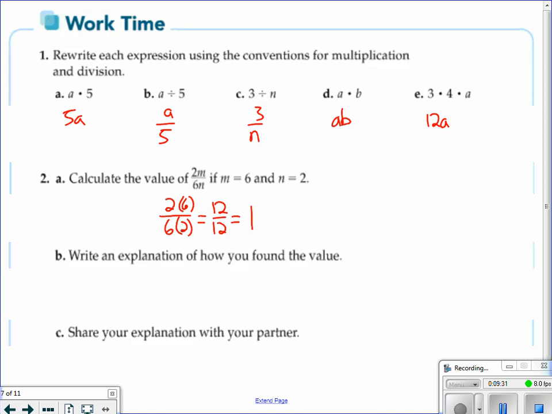For part B, our explanation of how we found the value, well, you just substitute the 6 for m, and 2 for n, and calculate the value.